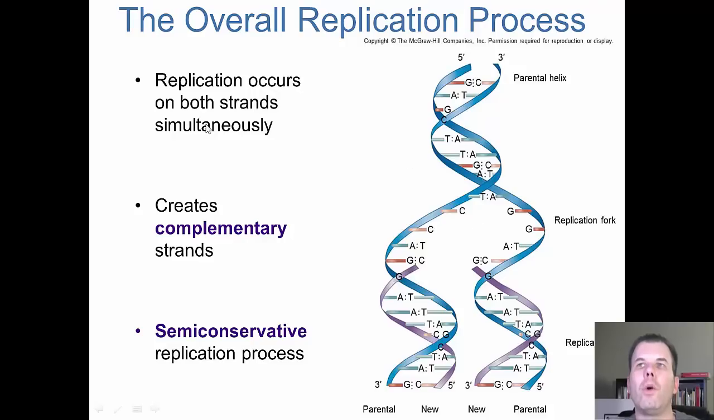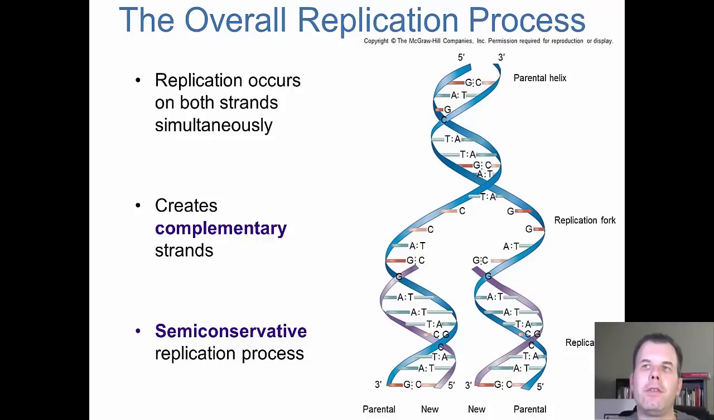All right. So again, replication occurs in both strands simultaneously, and this creates a complementary strand. The next time you unzip your coat, think of that as DNA unzipping. The zipper itself is the enzyme helicase. Helicase will unzip the DNA and open it up. And when that's open, you have the room to build two new strands, and we call that semi-conservative.